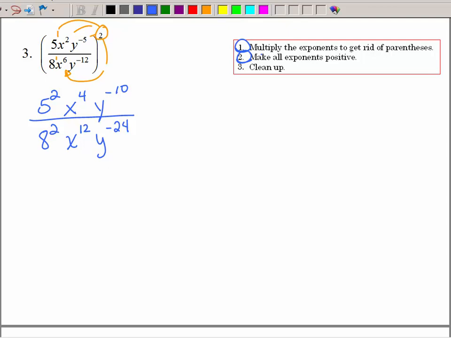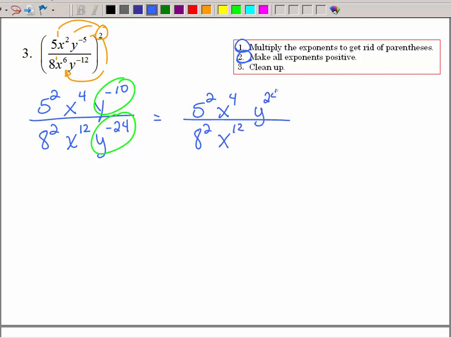Now I'm going to make all my exponents positive. Well, the good news is that those are the only ones that are negative. That's the only things that need to move. So I'm going to have 5 squared x to the 4th, 8 squared x to the 12th. The y to the 24th comes on top. The y to the 10th comes on bottom. Now I can clean it up. So 5 squared is 25. 8 squared is 64.